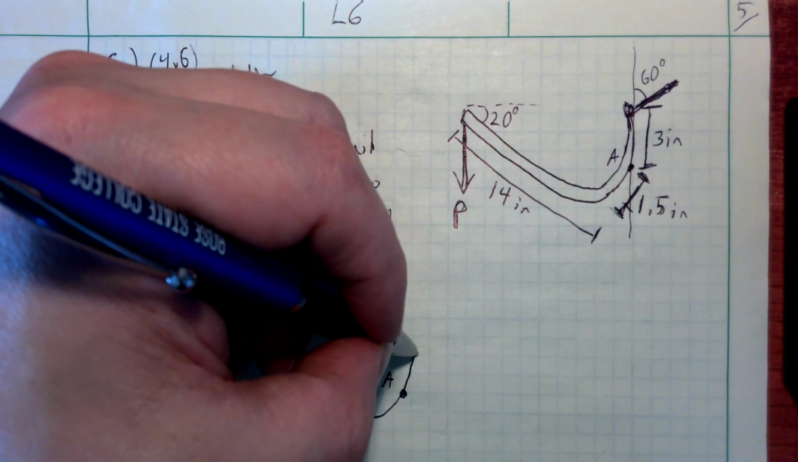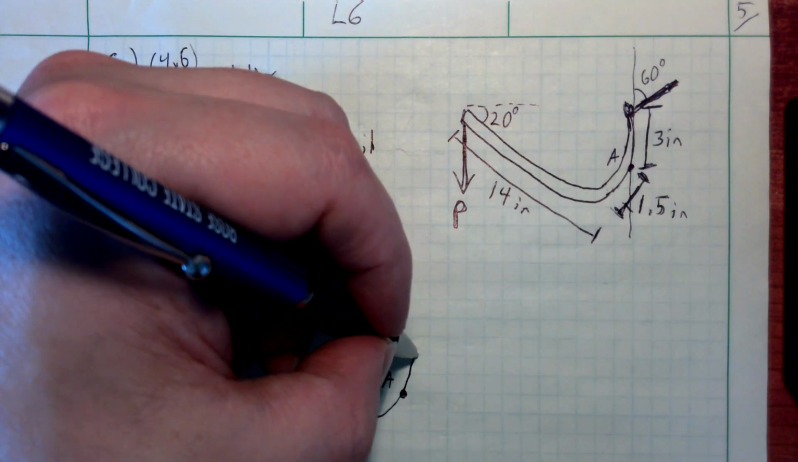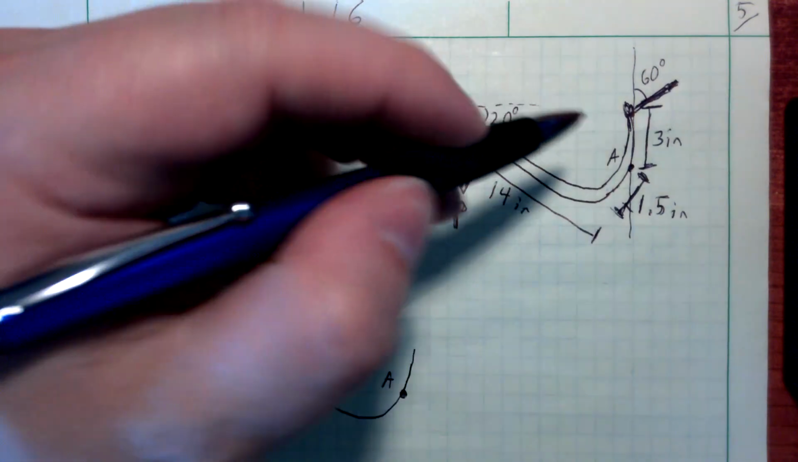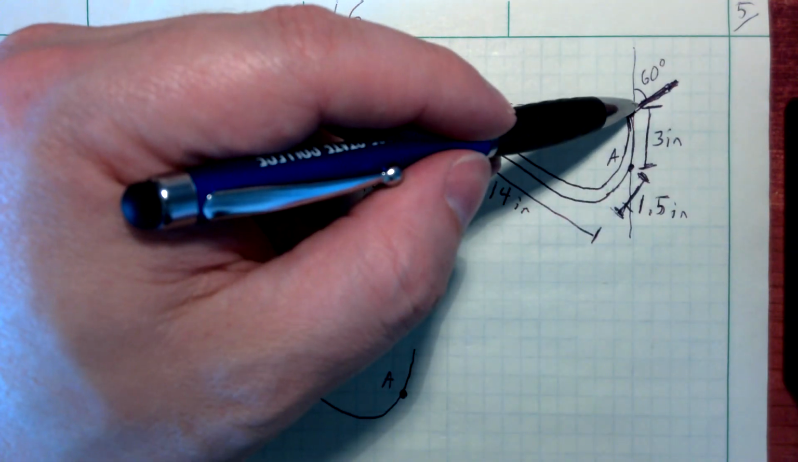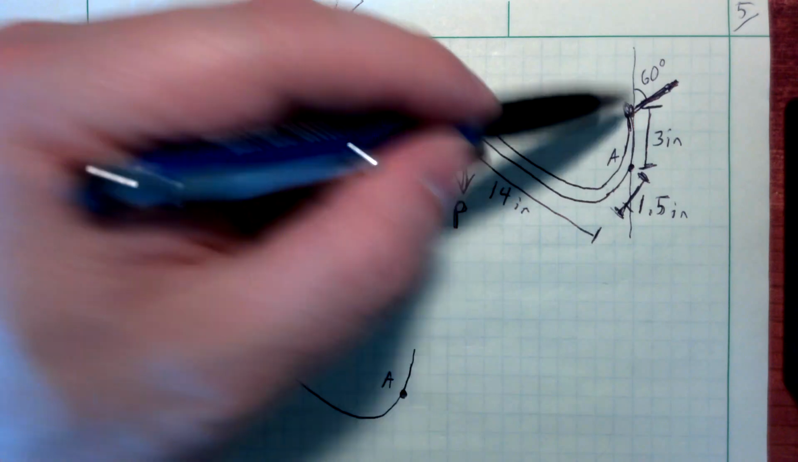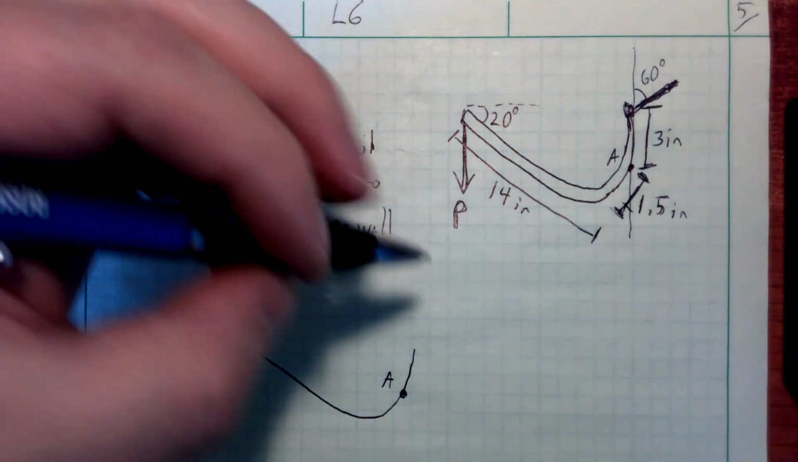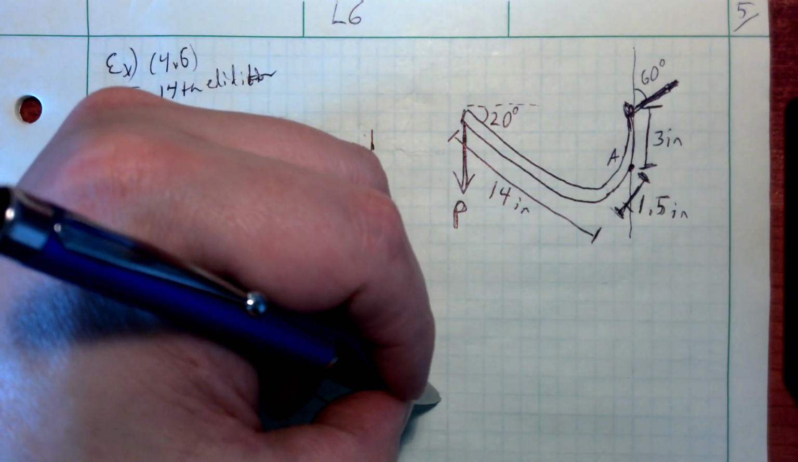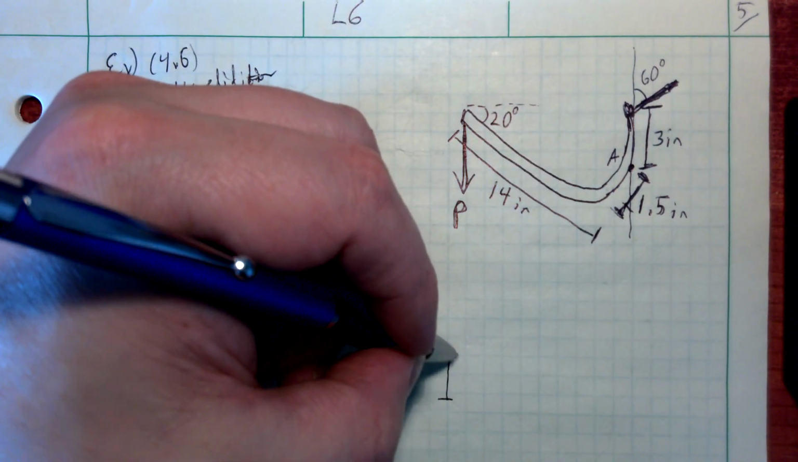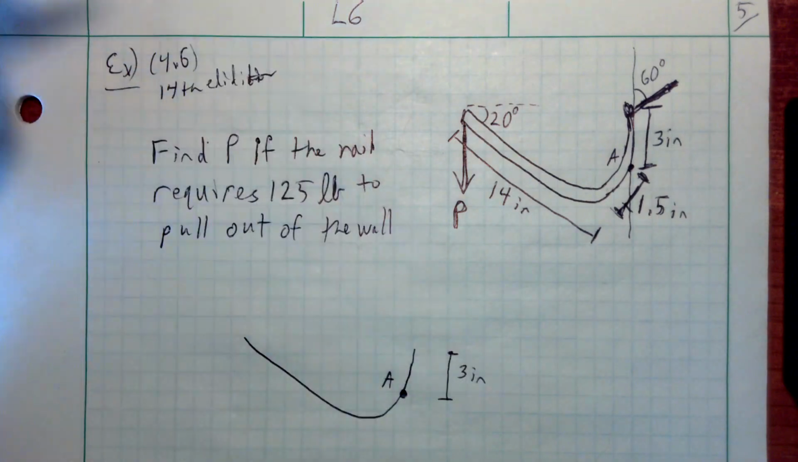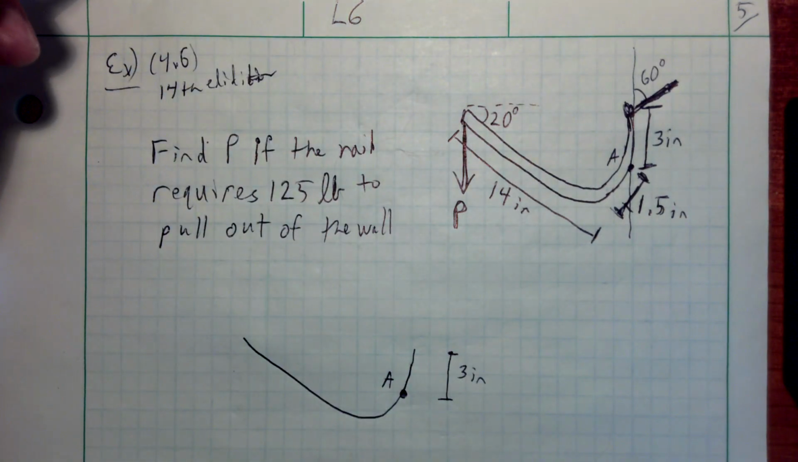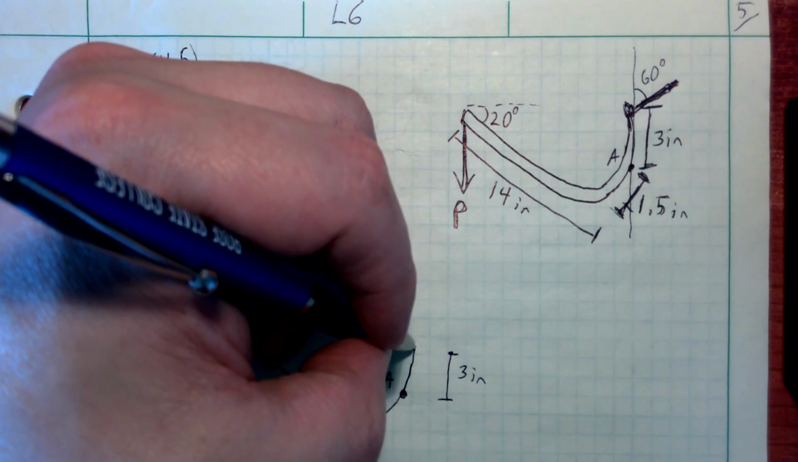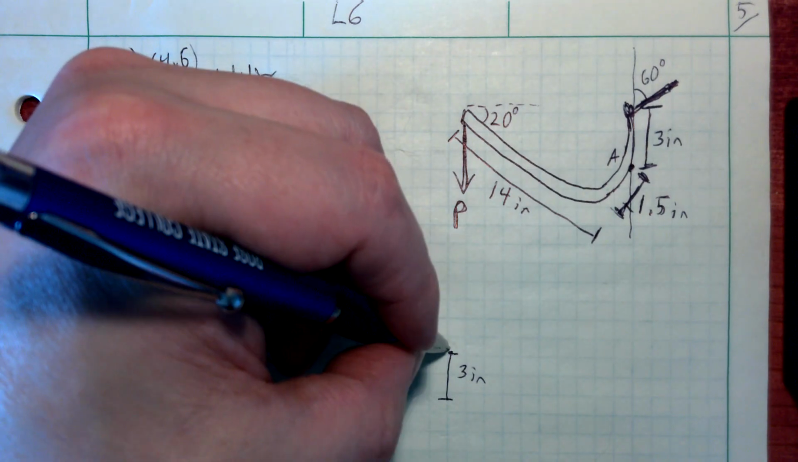And then, so from point A, you've got 125 pounds going to be exerted by the nail right there. Now that's 3 inches up to the point where that is in vertically, 3 inches up on the wall to where that force is being applied.